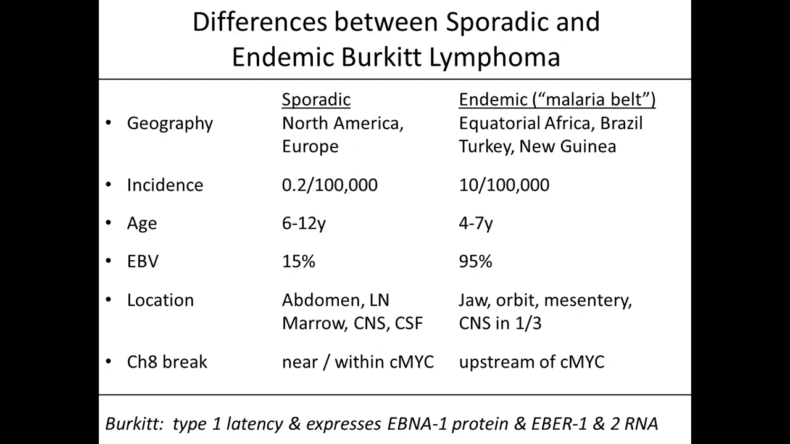And the presentations certainly overlap, but it's often abdominal mass with lymphadenopathy and then possibly marrow, CNS, or CSF involvement for sporadic. And then the classic endemic is the jaw mass or the large orbit, and the mesentery, and the CNS is involved in about a third.